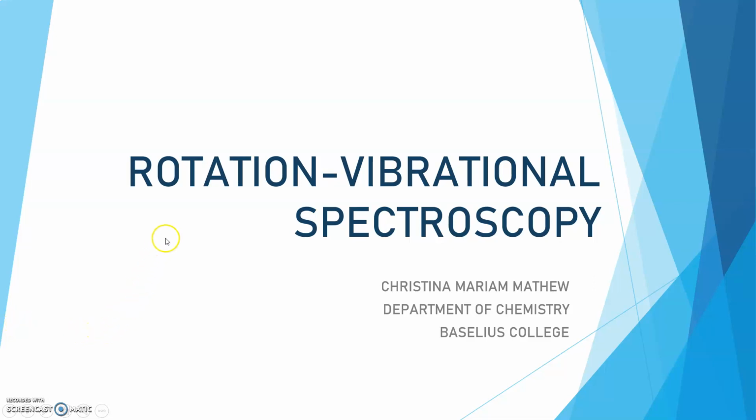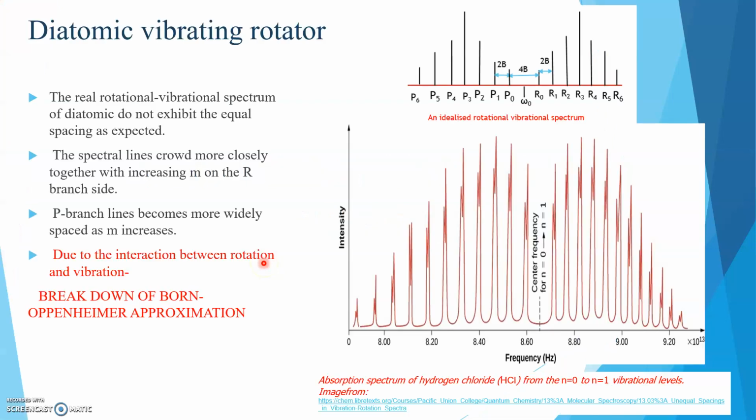Good morning. We will continue our discussion with rotational vibrational spectroscopy. In the last videos, we have discussed the rotational vibrational spectrum of a diatomic vibrating rotator, and we derived an expression for delta E associated with the rotation and vibrational change in a vibrating rotator as delta E_JV is equal to omega bar 0 plus 2Bm centimeter raised to minus 1.